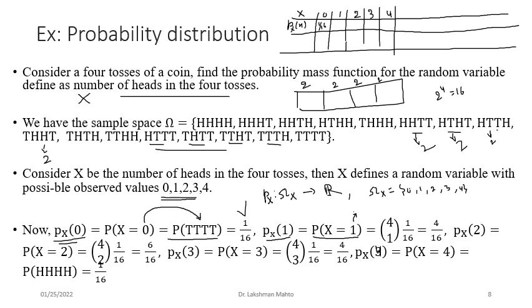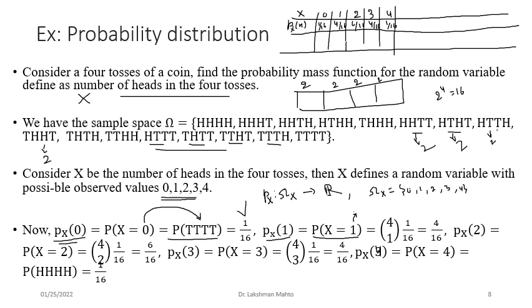Value of probability mass function at x equal to 1, it is 4 by 16. So you can write 4 by 16. Value of probability mass function at x equal to 2, it is 6 by 16. So you can write 6 by 16. Value of probability mass function at x equal to 3, it is 4 by 16. And the value of probability mass function at x equal to 4, it is 1 by 16. So this is the distribution.